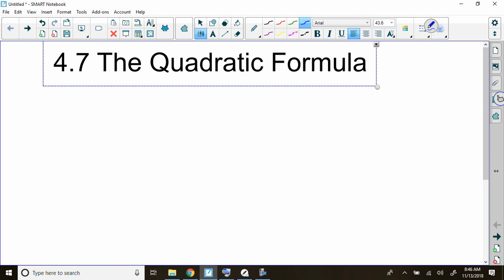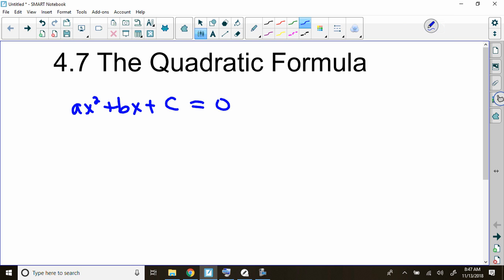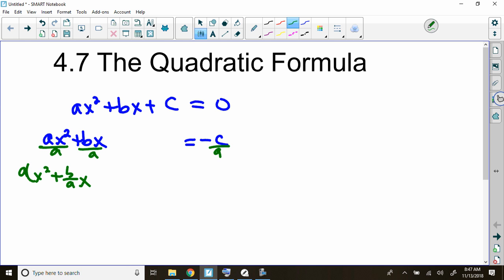if we start with this, ax squared plus bx plus c equals 0, what I could do to that is set it up nicely so that I could complete the square. I could say, well, we have ax squared plus bx is equal to negative c, and then I could divide everything out by an a. I'm going to divide this by a, this by a, and this by a. And what that's going to give me is x squared plus b over a x. That equals negative c over a.